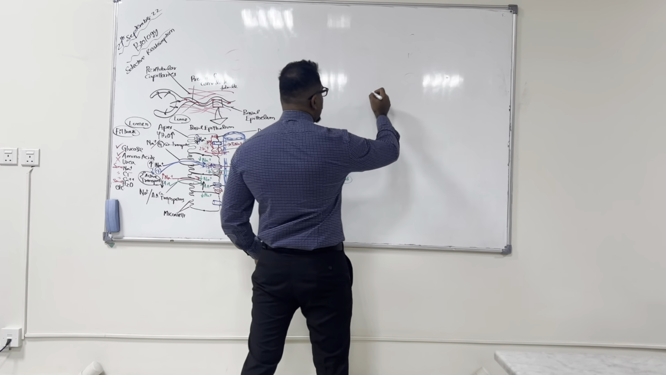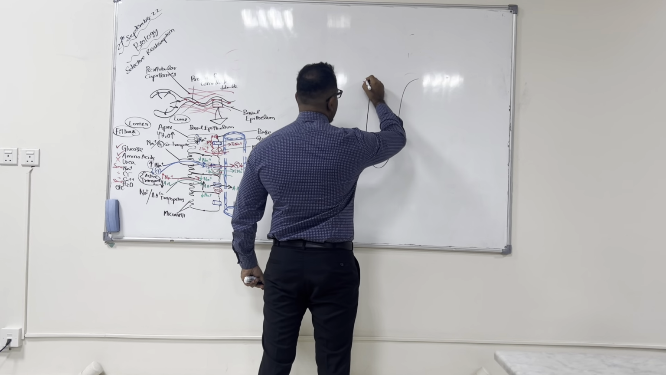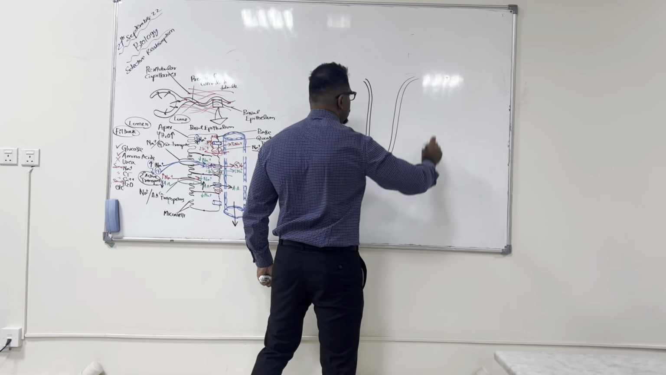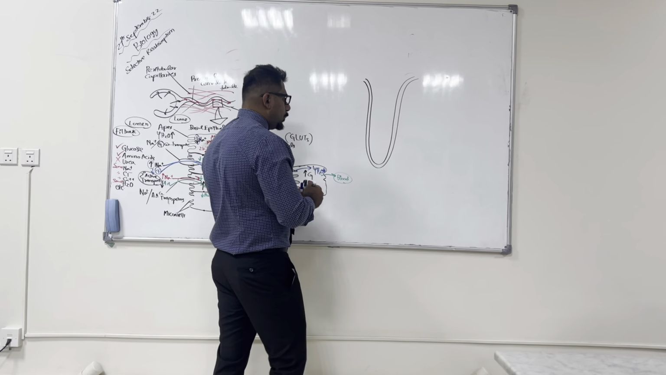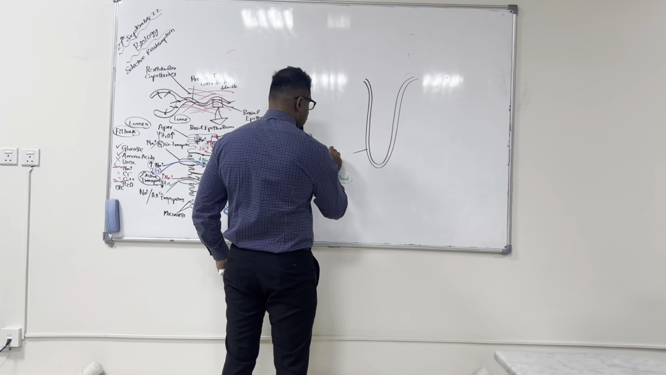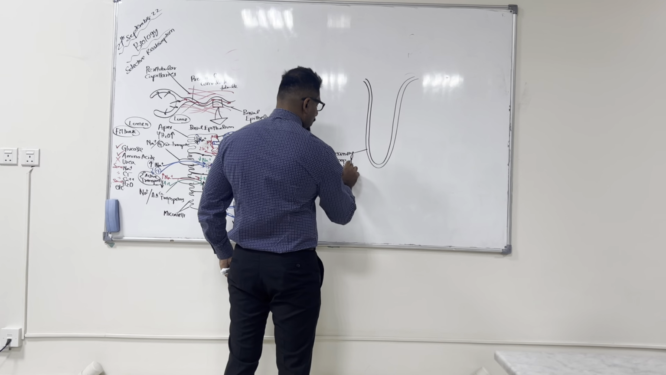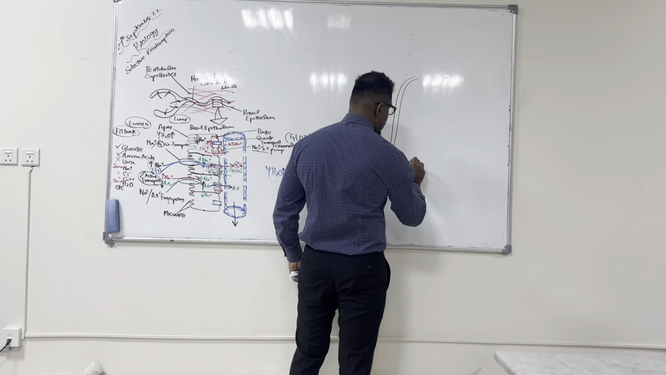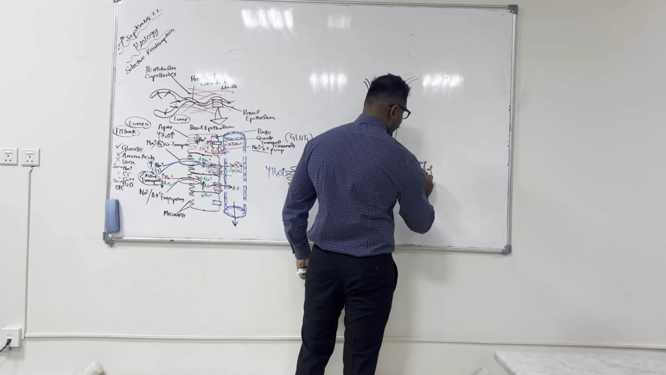For that purpose, I am not again going to draw the whole of the nephron. I am just drawing the loop of Henle. Now everyone, we know that this is the loop of Henle and this part is called the descending loop of Henle and this part is called the ascending loop of Henle.